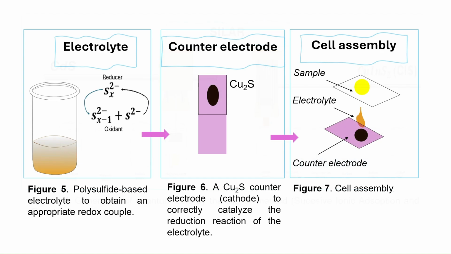For the whole photoelectrode, there is a polysulfide-based electrolyte. What is achieved with this electrolyte is to obtain an appropriate redox couple. A Cu2S counter-electrode was used as cathode in order to correctly catalyze the reduction reaction of the electrolyte. At the end, the cell is assembled as follows. A drop of electrolyte is added on the counter-electrode, then the sample is placed on top of it and characterized.